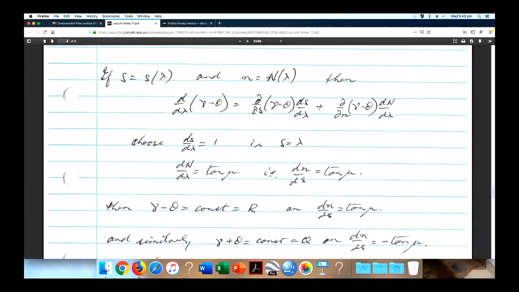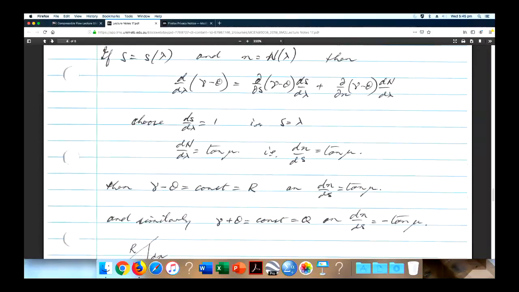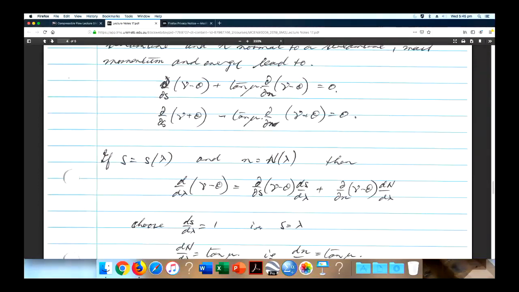If d d lambda of this thing is zero, it means that nu minus theta is a constant, and I'm going to call it R. And so there's a particular curve, dn ds equal to tan mu, and if I go along that curve, then nu minus theta should be a constant equal to R. And similarly, the other equation will be, there's a minus in there.